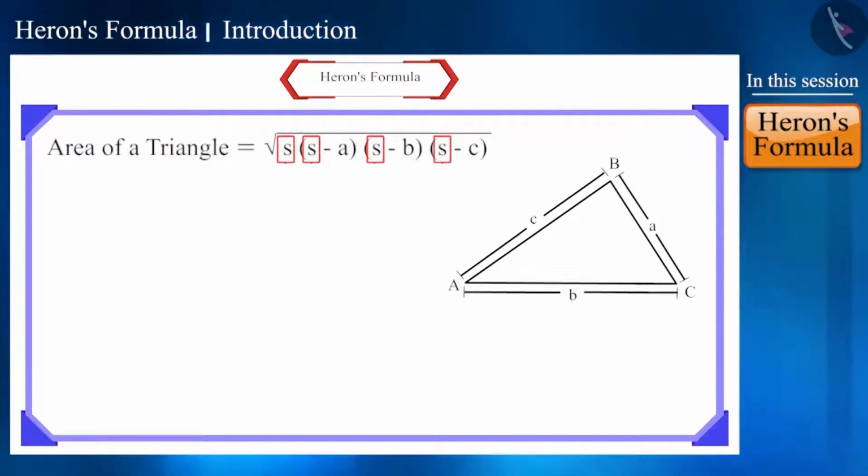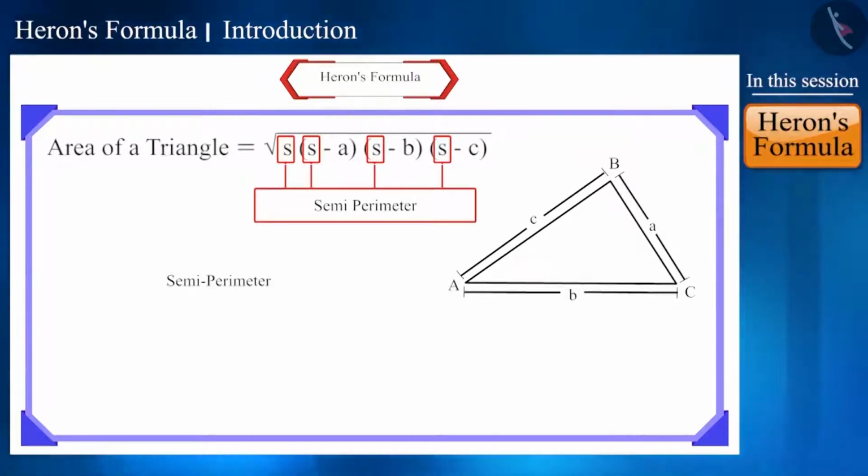Let's try to understand the given terms in Heron's formula. In this formula, s represents the semi-perimeter of the given triangle, whose value is obtained by dividing the perimeter of the triangle by 2. If the lengths of the sides of a triangle ABC are a, b and c respectively, then its semi-perimeter s is equal to a plus b plus c divided by 2.